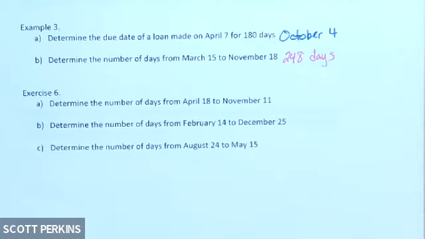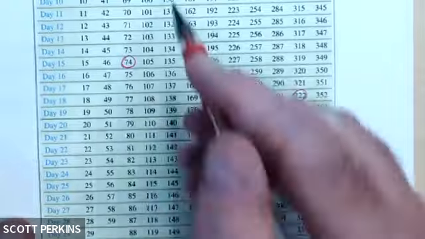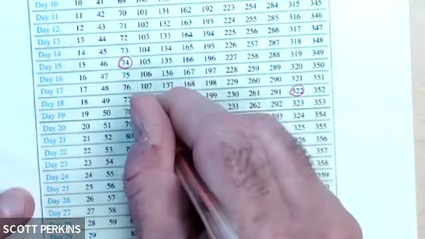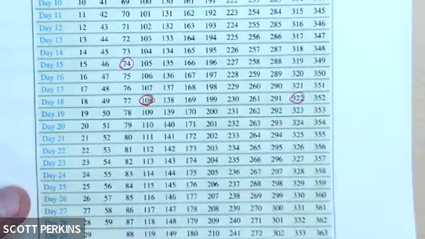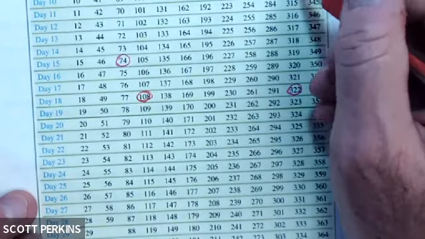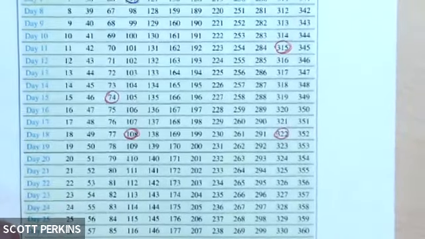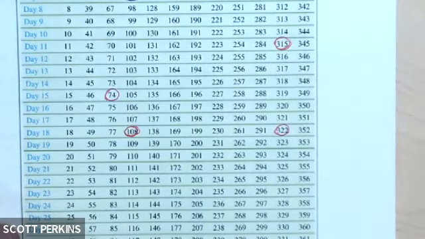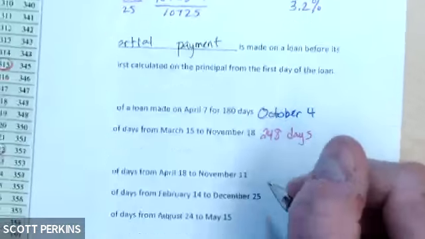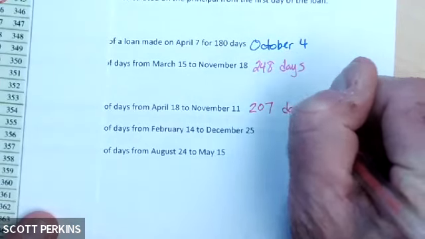All right, the first problem is April 18th to November 11th. So April 18th, I'm in my fourth column. April 18th is going to be the 108th day of the year. And then November 11th, second to last column, the 11th row, is the 315th day. So to get the difference, it's 315 minus 108, and that is going to be 207 days for that particular problem right there. Anybody get something different that we need to talk about?